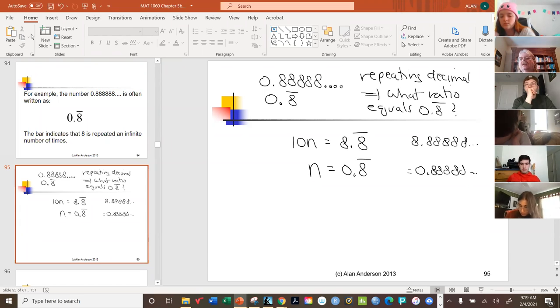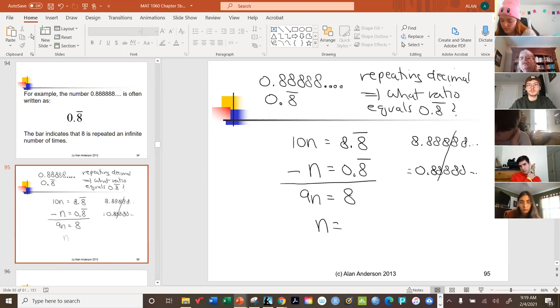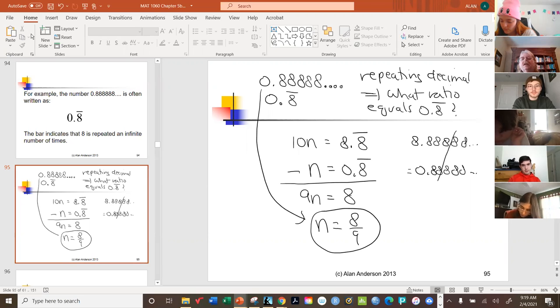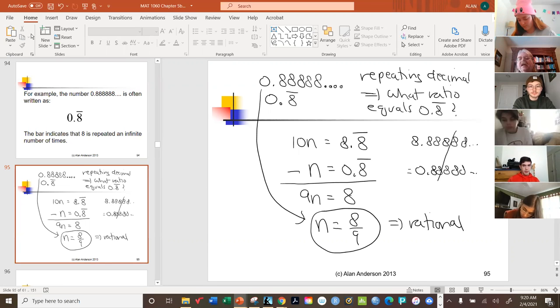So you might say, well, so what? Watch what we can do now. What if I subtract one from the other? What am I left with? You can see these guys all cancel each other out. And so I'm going to wind up with 9n equals 8, which means that n equals 8/9, and there's your ratio. So I just proved that this number is nothing but 8/9, which means that it must be rational. And if you don't believe it, type this into your calculator and you'll see that that's exactly what it's going to give you. Although it might round one of the last ones up to 9, but that's what you're getting.